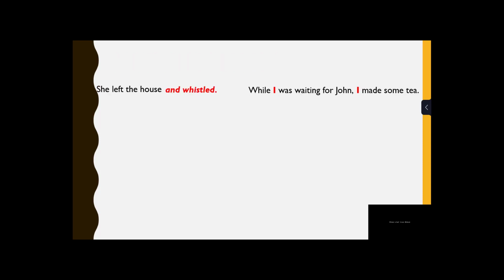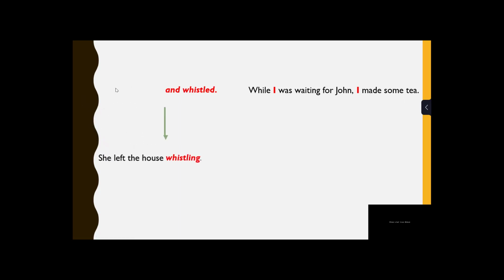Let's see a sample. I have a sentence here. She left the house and whistled. Or, while I was waiting for John, I made some tea. In these two sentences, we have the same subject. I was waiting, I made some tea. She left the house and whistled. She whistled.